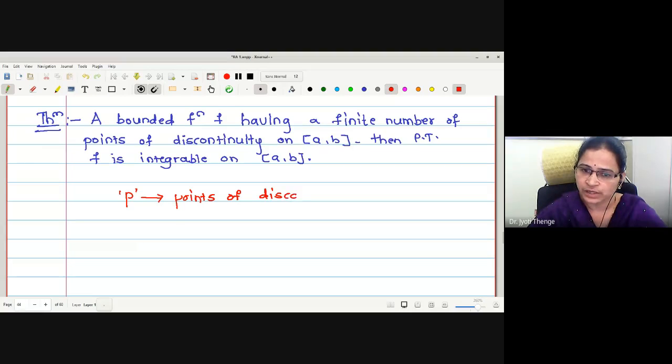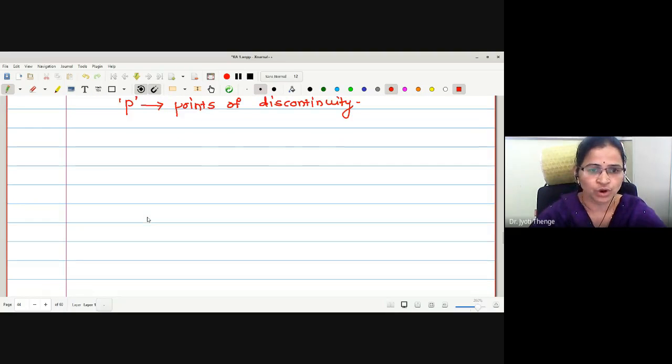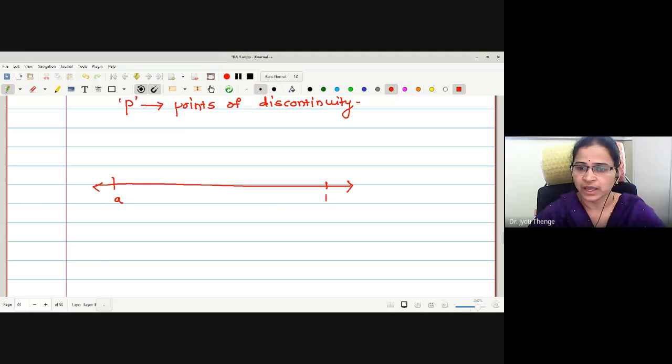P points of discontinuities, right? If I assume there are p points of discontinuities, the partition of the interval we will do in such a way that every point of discontinuity is covered in one of the subintervals. Let me show you how we are going to make this. Suppose this is the closed interval a to b under consideration, and let me plot the p points of discontinuities like this.